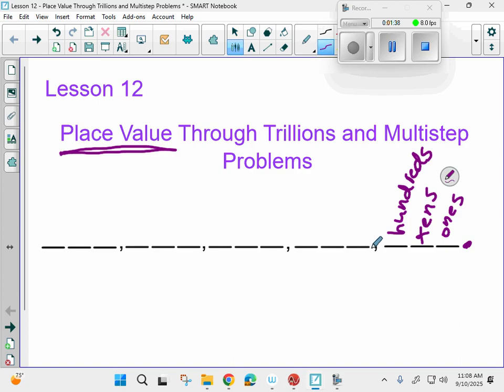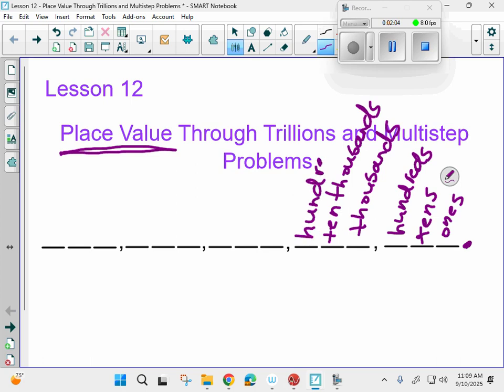All right, and then everyone, what is this guy? Thousands. Great job. This is the thousands place. Okay. And everybody, what is the next spot right here? 10,000. This is the 10,000s. All right, excellent. And what's the next one? 100. Yes, this is the 100,000s.